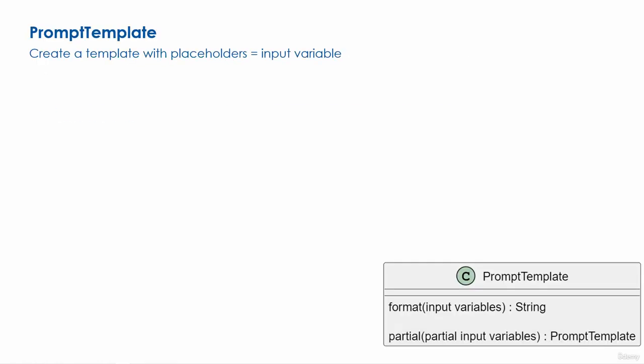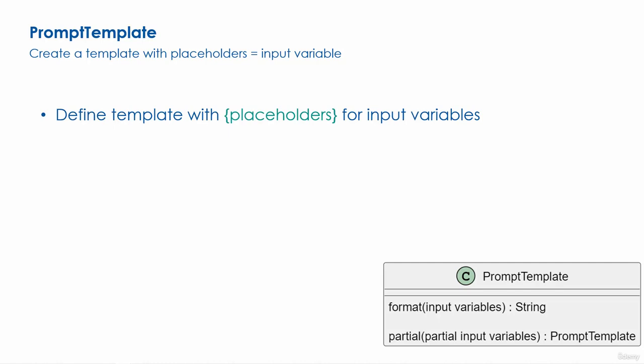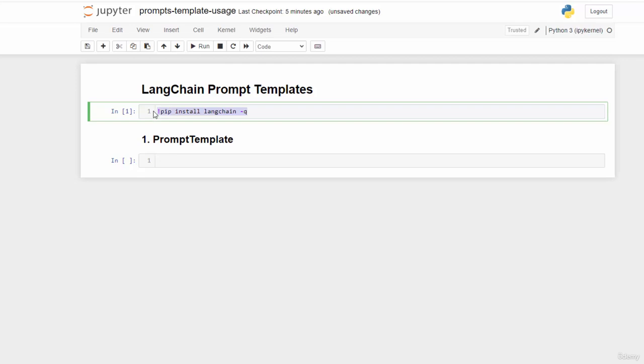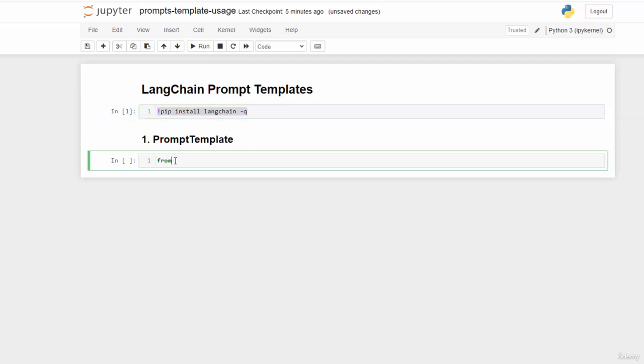With the prompt template class, you can define templates with placeholders that represent the input variables. Using the format method, you can create the actual prompt. In the format method, you need to pass the input variables as parameters. Let's check this out in action. Make sure that you have installed the LangChain package. I've already done so. So now we are ready to code.